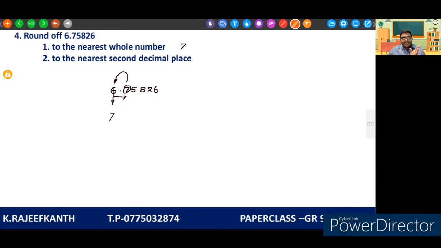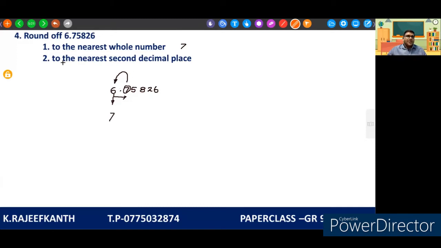Here, the place value of 6 is ones, so we have to stay there. And we have to check the next digit of that number. The next digit is 7. Then this 7 is greater than 5. If it is greater than 5, then we have to add 1. Then that will be 7. If it is less than 5, then we need not add 1.